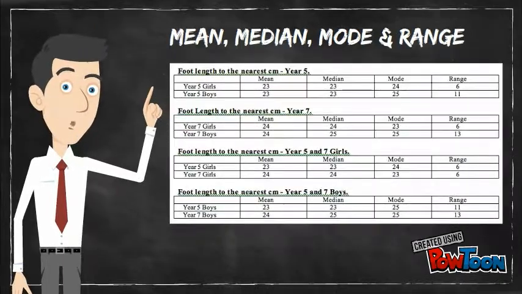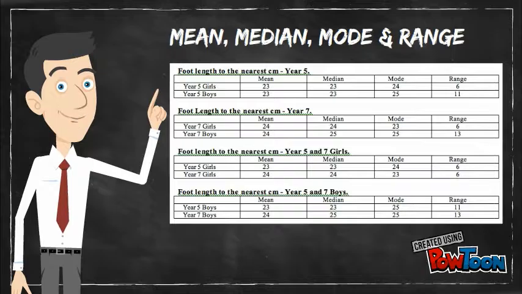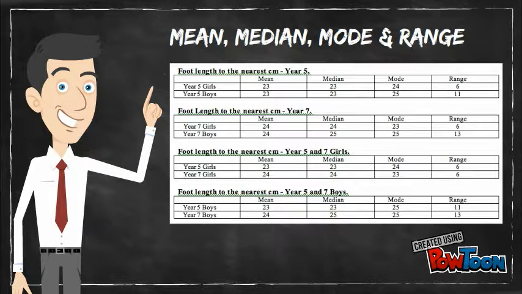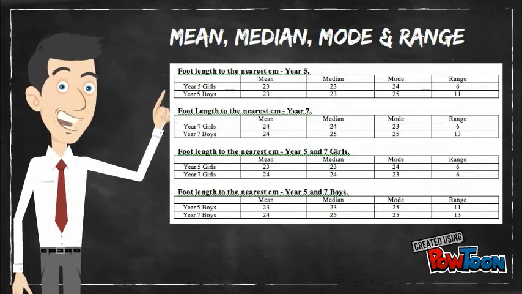Results from my investigation show that between the school years 5 and 7, boys and girls' right foot lengths increase on average by only 1 centimetre, and that boys and girls on average have the same right foot length during these stages of development. However, the data shows that boys and girls in Year 5 have the same foot length on average, and boys and girls in Year 7 also have the same foot length on average.